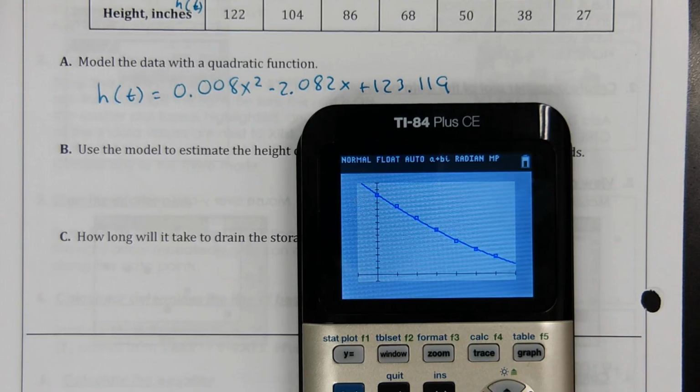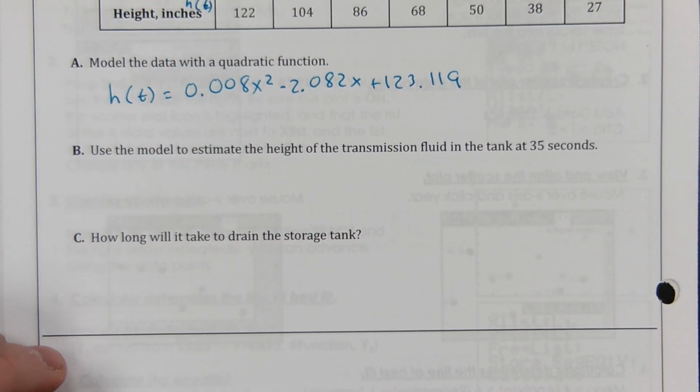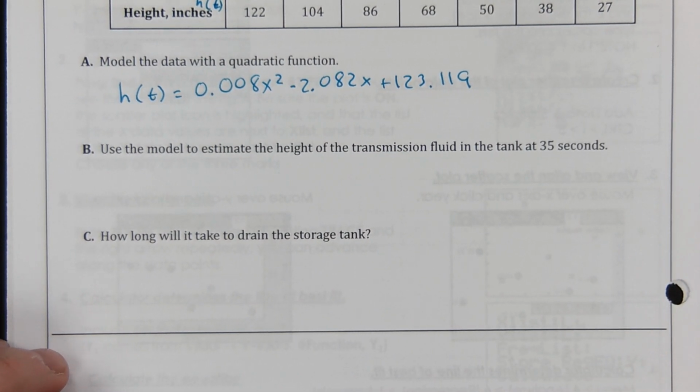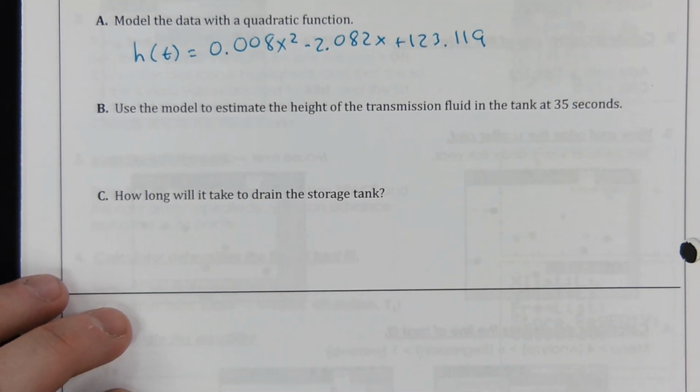Then your scatter plot is not turned on. Go to y equals. Go up to plot 1, highlight it, hit enter. That work? Okay, great. It says use this model to estimate the height of transmission fluid in the tank at 35 seconds. That means plug in time equals 35 there and there.